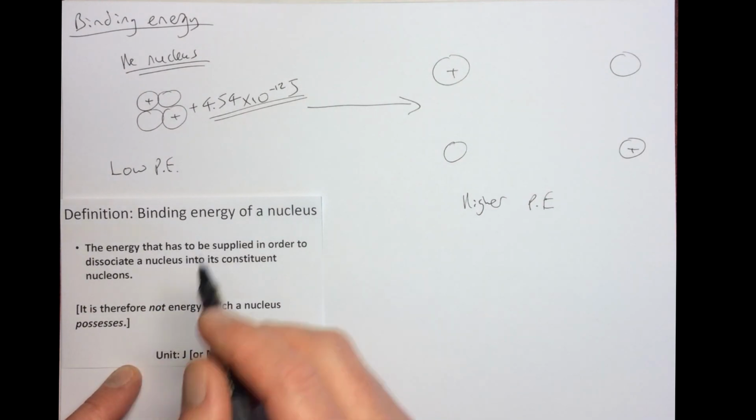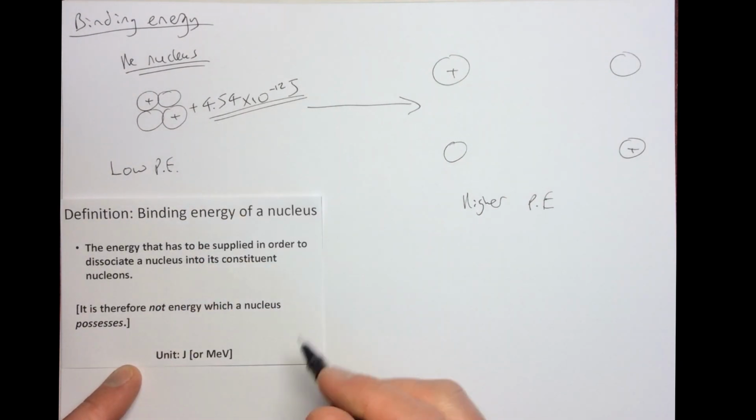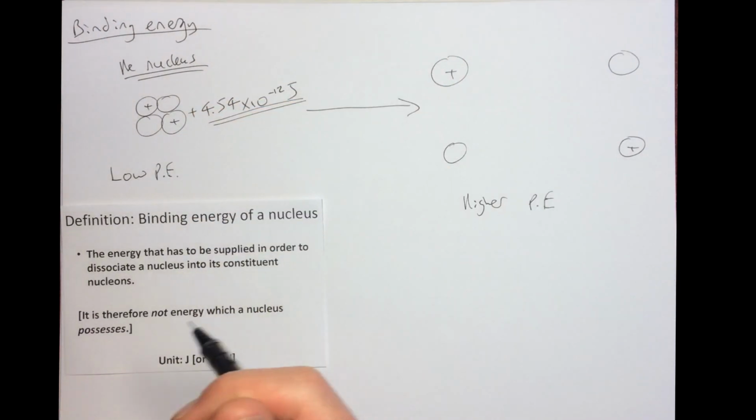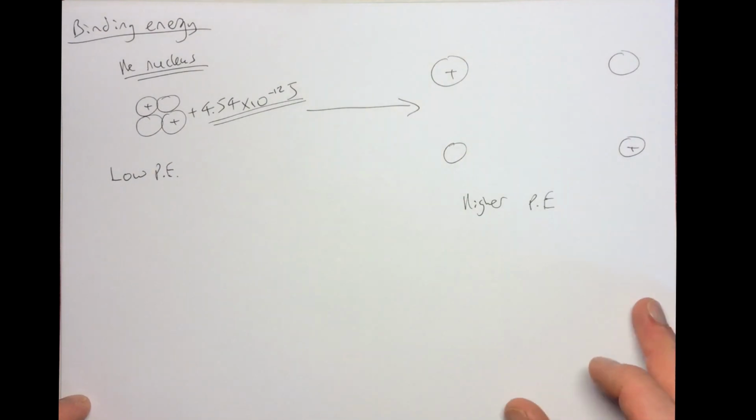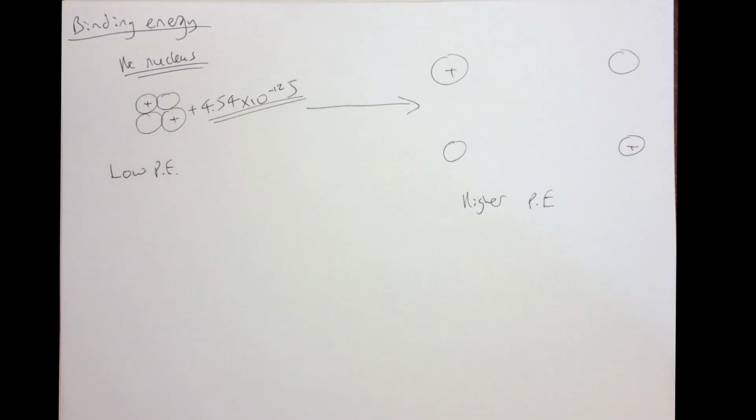It's not the energy which a nucleus possesses. It's the energy you have to put into a nucleus to pull it apart. The energy you have to provide or supply to pull apart this nucleus. The total energy required to pull a nucleus apart. Okay, so that's the binding energy. You've got to get your head around that before we move on to other more complicated things or further things later on in this topic.